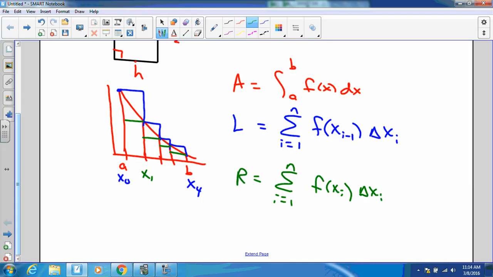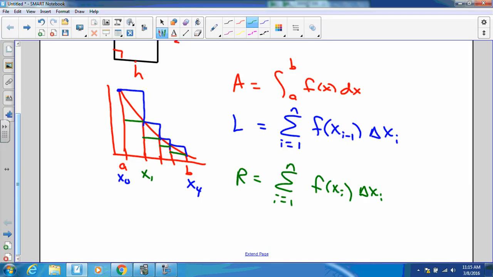Okay, so these are two different rectangular sums that we did. If we had done a midpoint sum, then inside here we would have f of (x sub i minus 1 plus x sub i) all over 2. So we would use the average of the x's to locate our height.